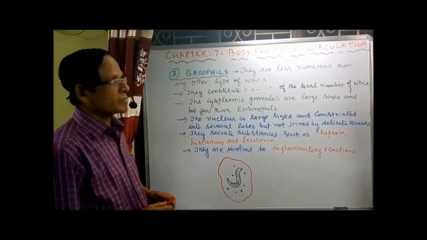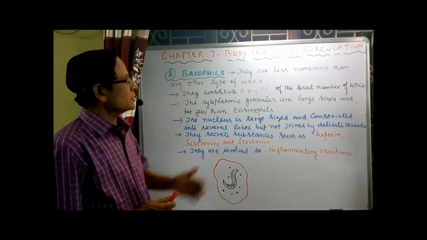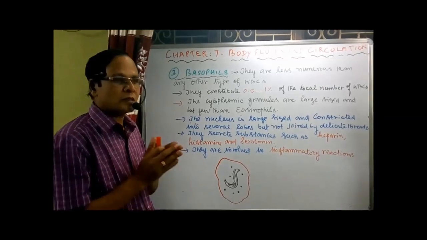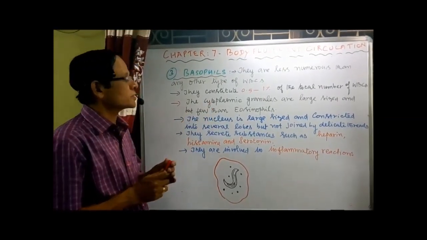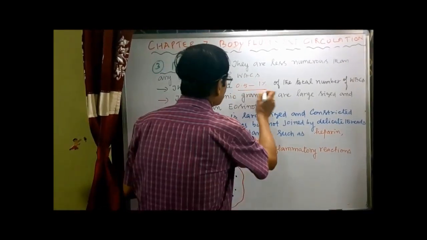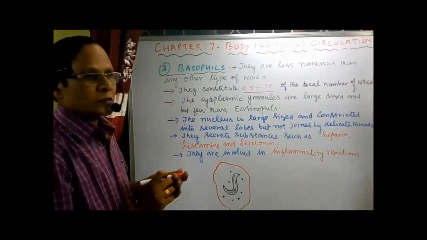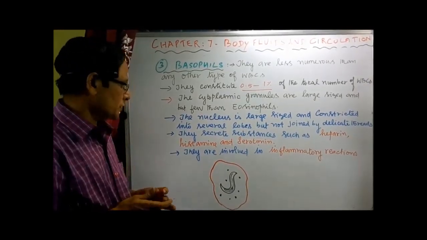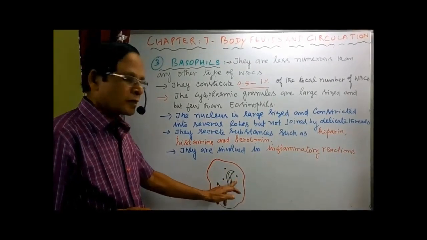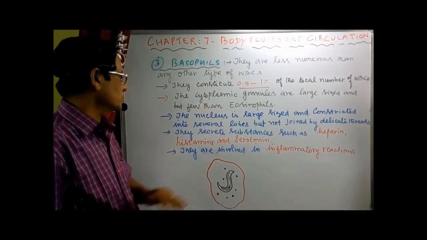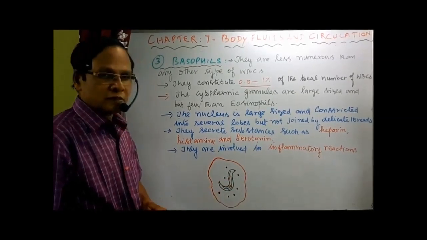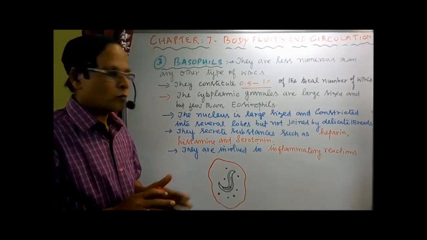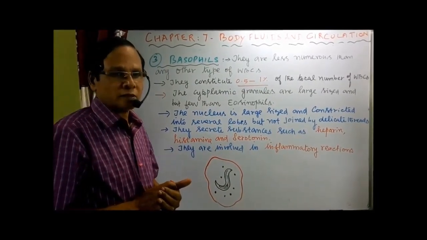The third type of granulocytes, basophils. They are less numerous than any other type of WBCs because they constitute only 0.5% to 1% of the total number of WBCs, the least in number. The cytoplasmic granules are large but fewer than in eosinophils. You see, the granules are larger but fewer when compared to the eosinophils. The nucleus is large and constricted into several lobes, but the lobes are not joined by delicate threads.